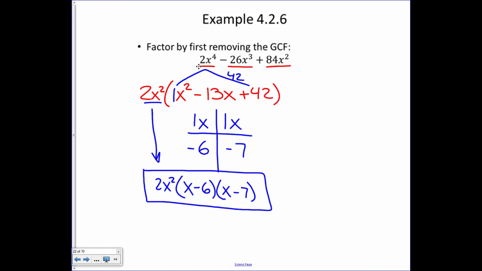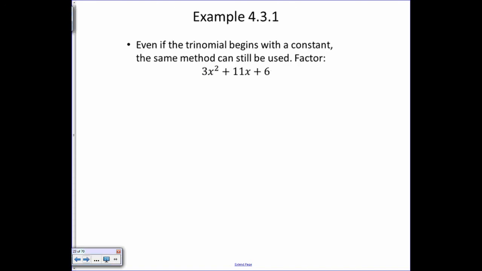So one of the hardest parts of these problems is just figuring out what numbers to put in the bottom two boxes. Right? Just keep trying numbers until you find the ones that work. If you run through every possible combination that would multiply to give you 42, and you can't find any numbers that will work to add to give you negative 13, right, then there's a possibility that the polynomial is prime, as we saw a few examples ago. Not every trinomial can be factored.